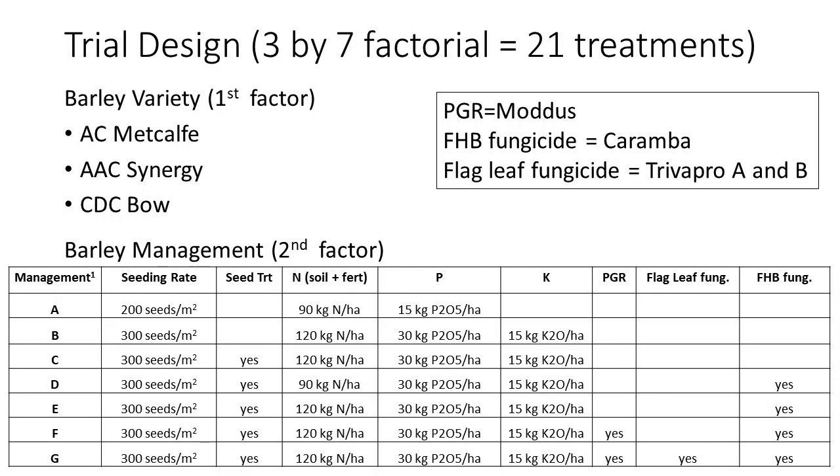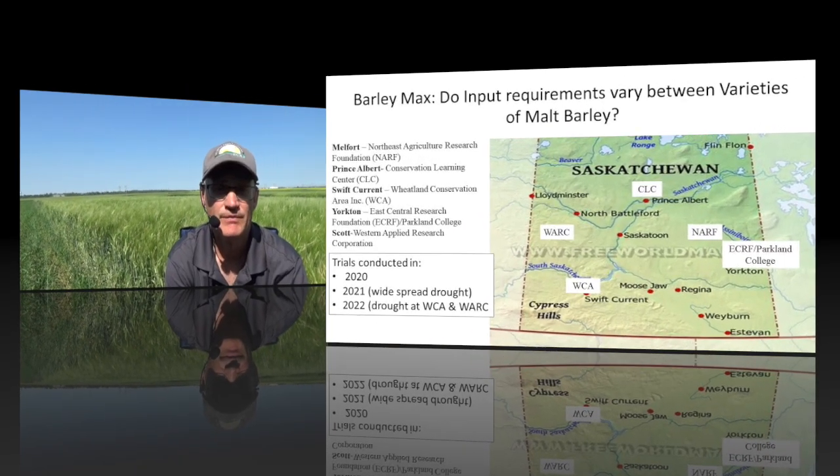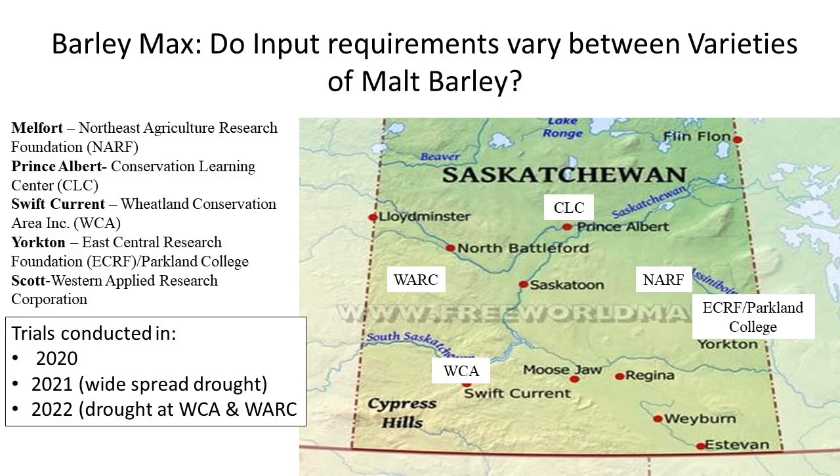The increasing inputs involve seeding rate, seed treatment, NPK, plant growth regulator, fungicide at flag, and then fungicide at heading for Fusarium head blight timing. The trials were conducted at Melfort, Prince Albert, Swift Current, Yorkton, and Scott. The years were 2020 to 2022. Drought was pretty widespread in 21, and drought was also prevalent at Scott and Swift Current in 2022.